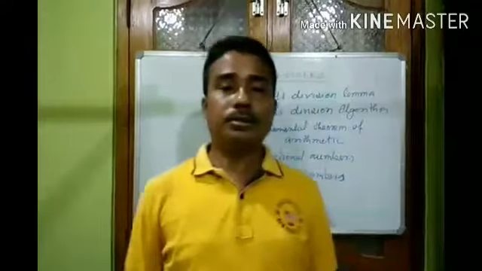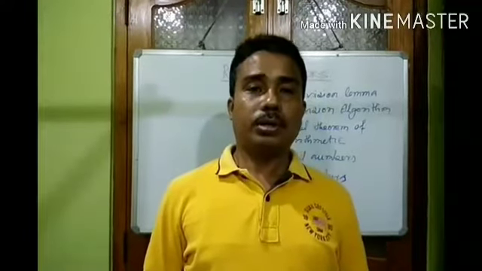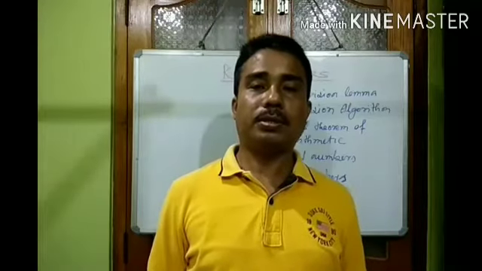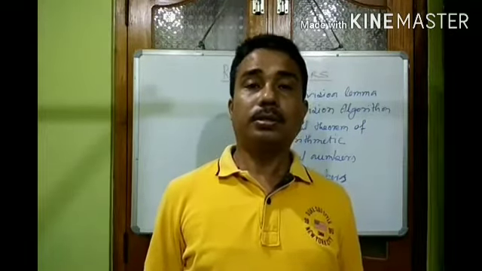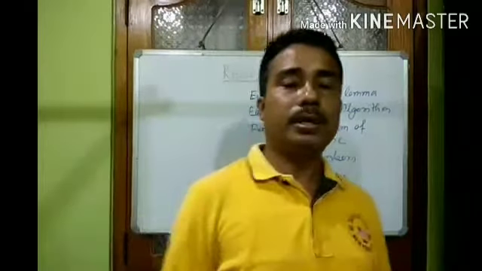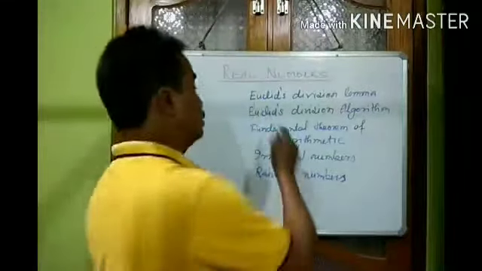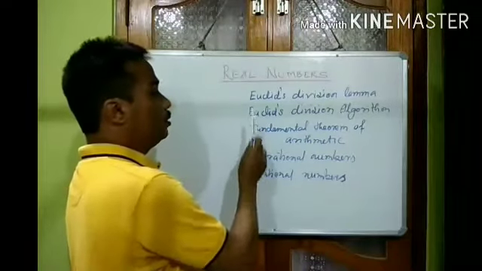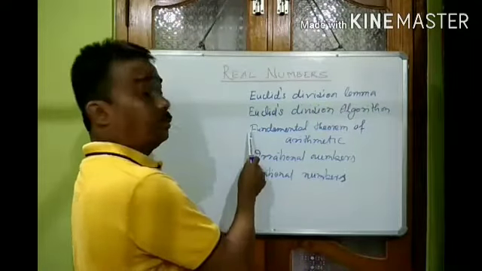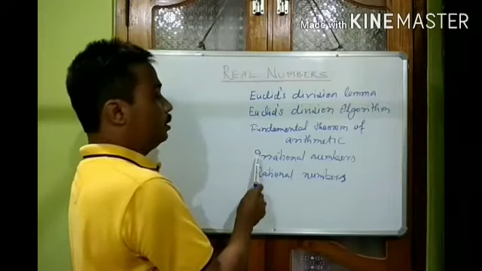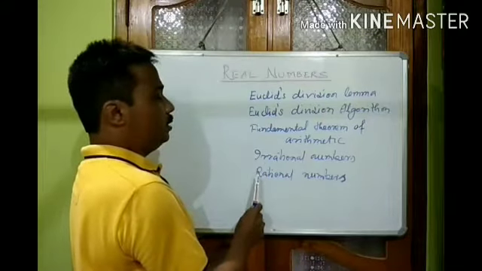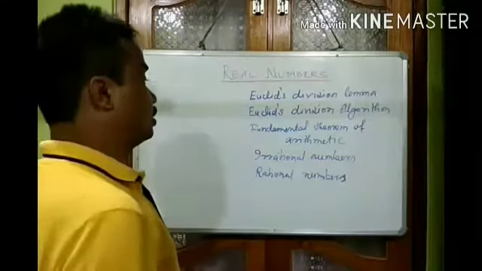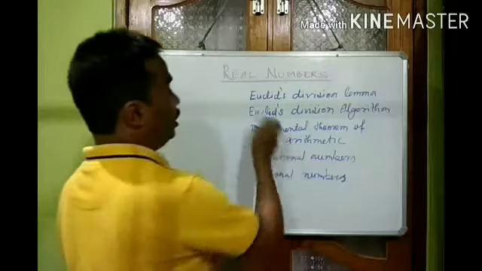Hello students, today we are going to discuss the first topic of class 10 mathematics book, that is real numbers. In real numbers we will discuss Euclid's division lemma, Euclid's division algorithm, fundamental theorem of arithmetic, the rational numbers, and finally irrational numbers. So first let us discuss Euclid's division lemma.